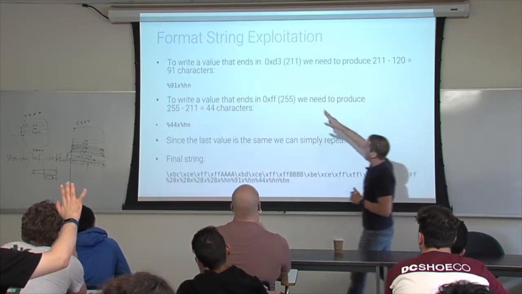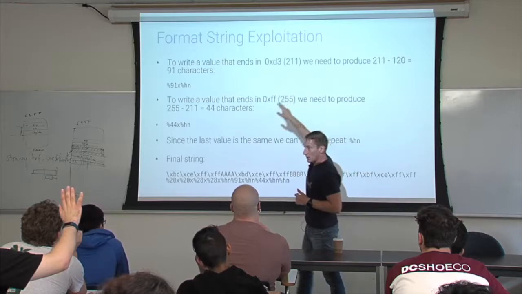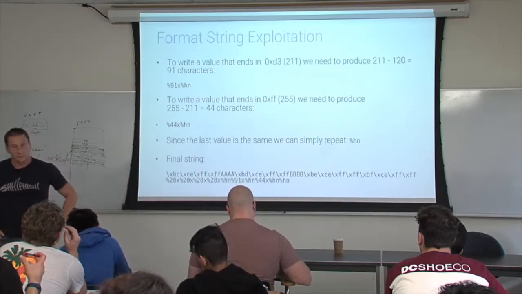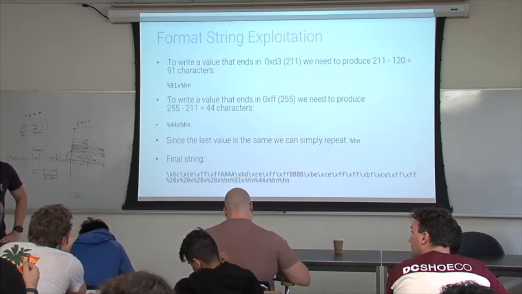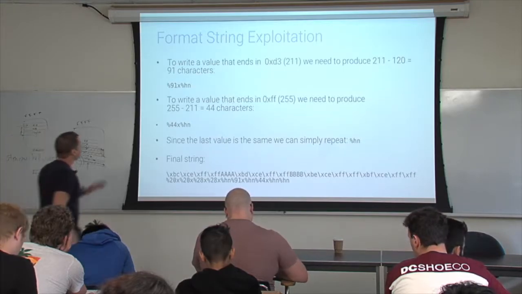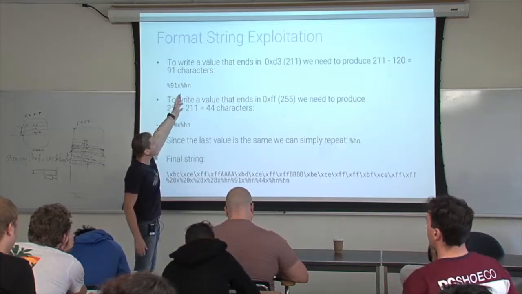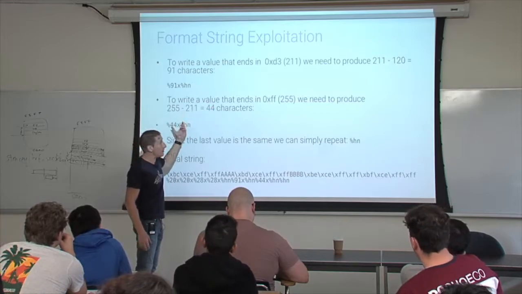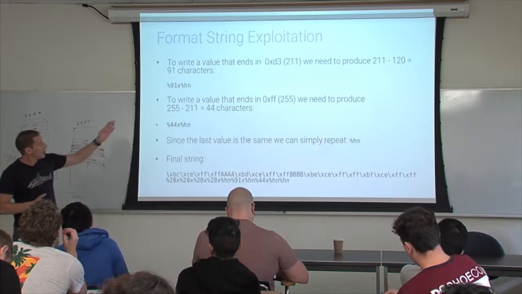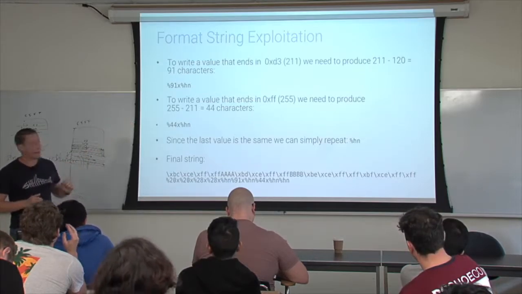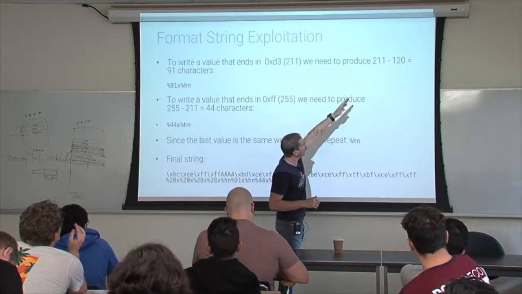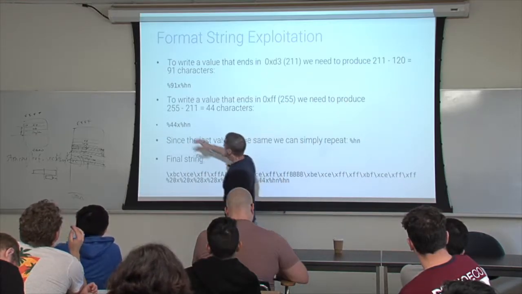Now we need a value that ends in D3, but it has to be more than the previous one. You said this is little endian. What endianness does an Intel chip have? Little endian. Yes, little endian. So now we have to write a value that ends in D3 because we have to write 78 and then D3. We wrote 120 so far. We have to get up to 211, which is D3. Now we have to produce 211 minus 120 characters, so 91.